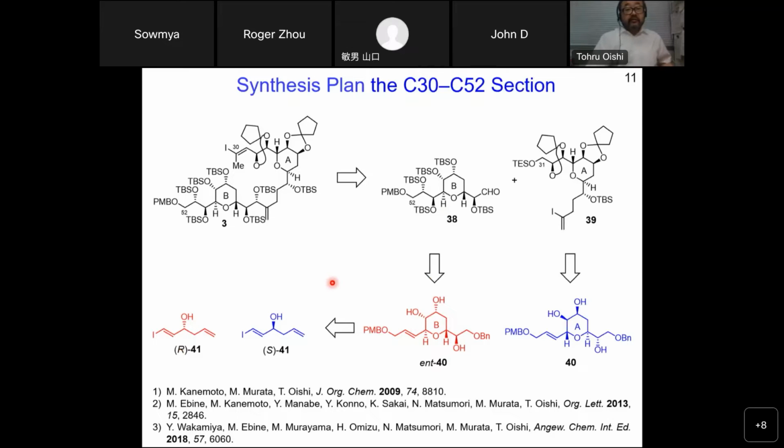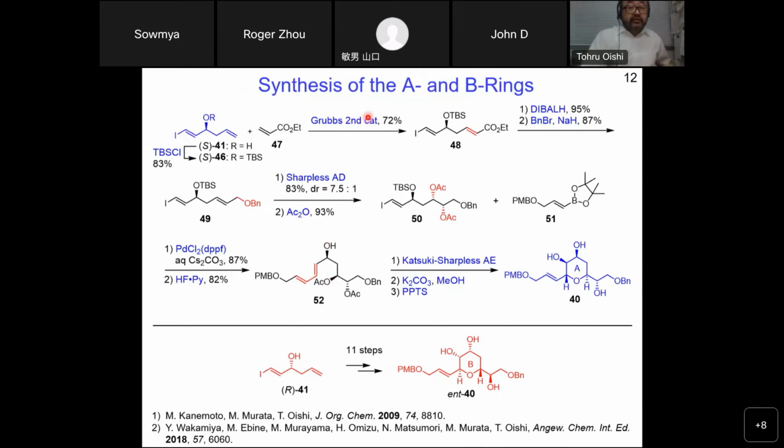And the enantiomers would be derived from the enantiomers of these allylic alcohols, R-41 and S-41 respectively. So the synthesis of the A ring and B ring is shown here. After protection of the secondary alcohol as TBS ether, cross-metathesis with the acrylate using Grubbs second-generation catalyst proceeded to give the desired compound.